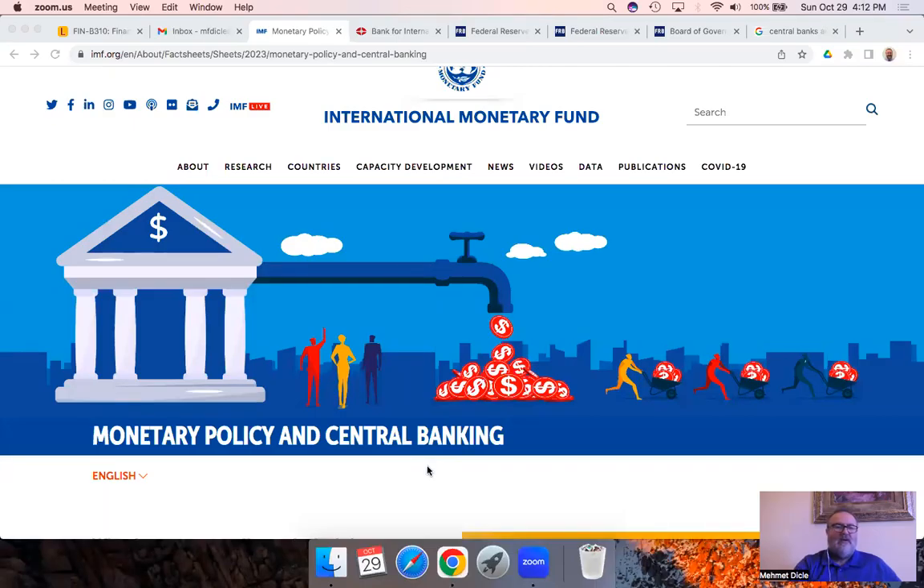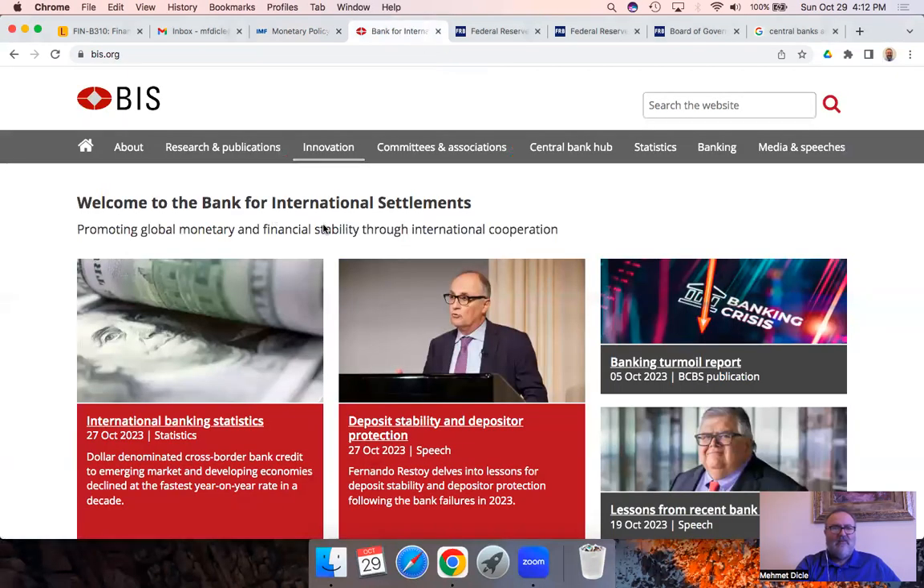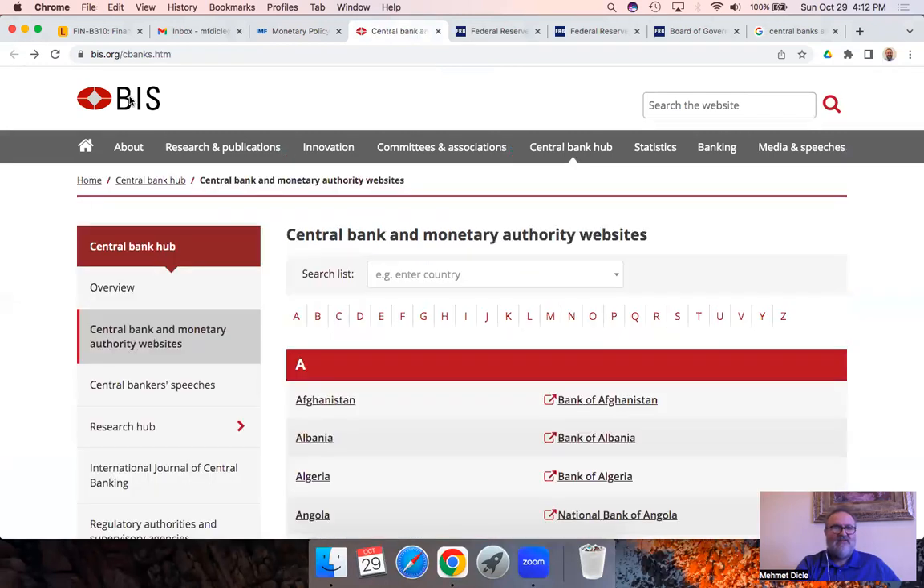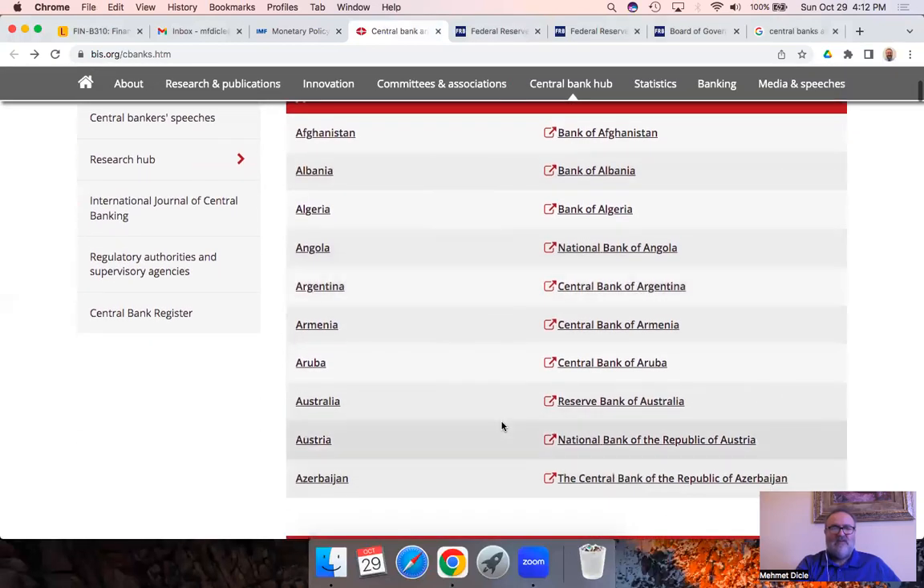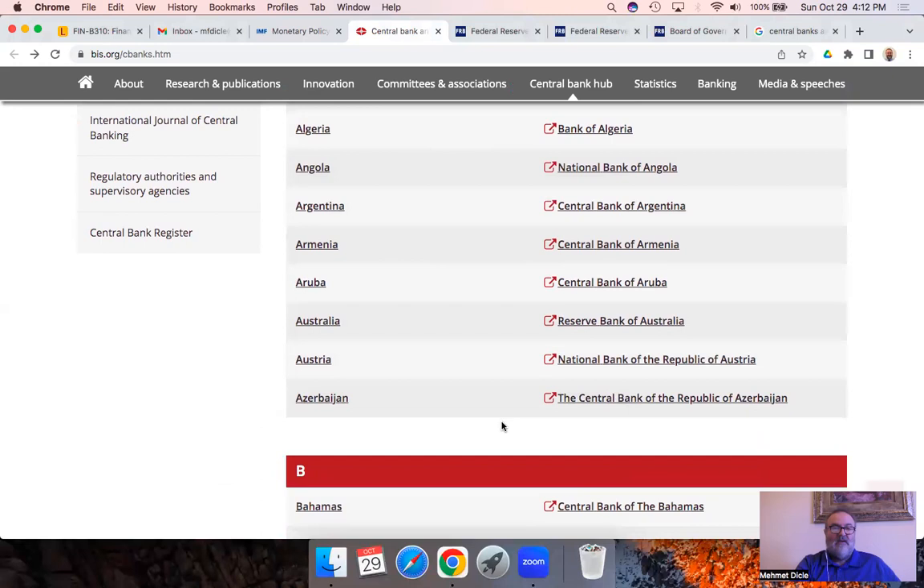So we're talking about the central banks and their structures with a focus on the Federal Reserve System in the US. I also wanted to talk about the main role and the job of a central bank that's pretty universal across countries. And on the Bank for International Settlements, they have a list of all the central banks around the world, and it's actually quite interesting that the US Federal Reserve System is incredibly unique.